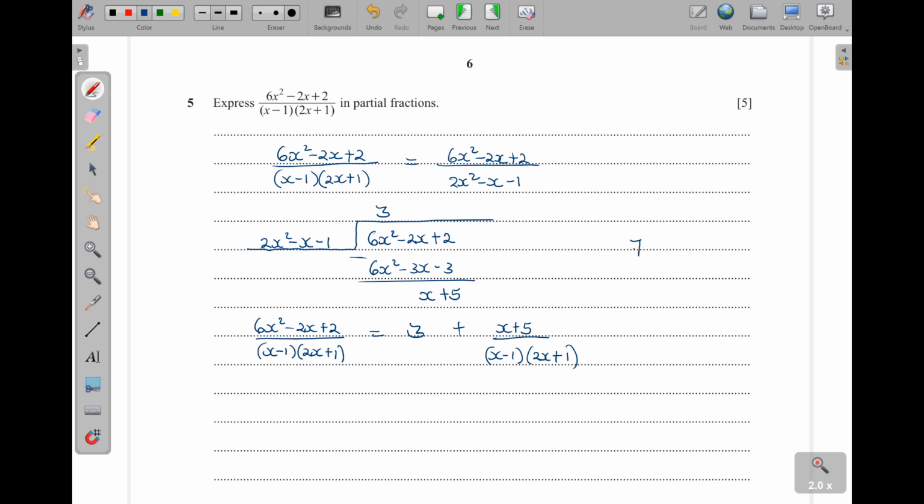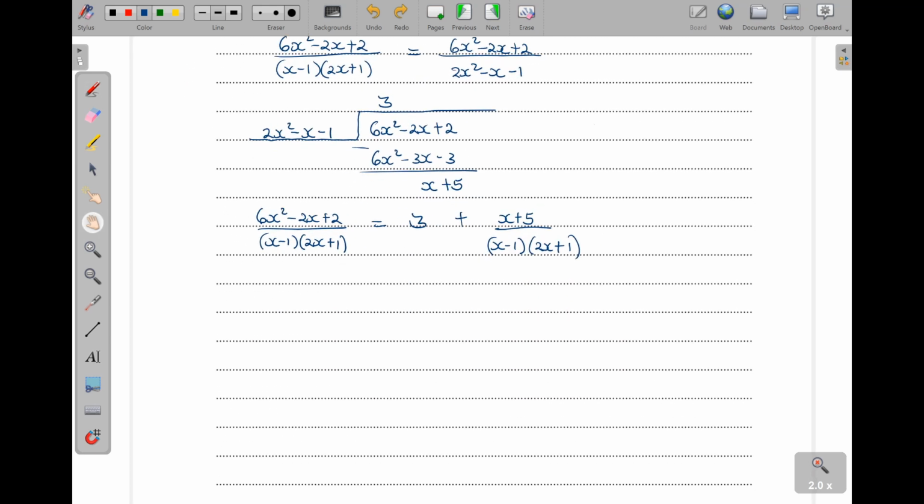Just like you can have 7 over 2 is the same as 3 plus the remainder 1, then over 2. You see, it is 3.5. So it is 3 plus the 0.5, just like that. Okay, then from there we can reduce what we have gotten here to partial fractions. So I will have x plus 5 divided by x minus 1 into 2x plus 1.